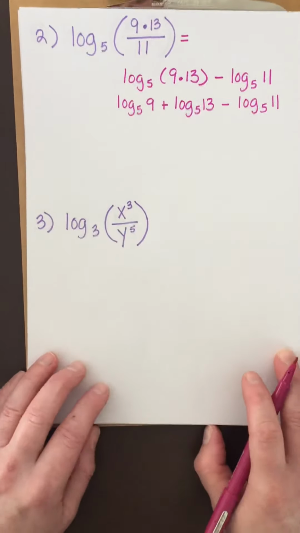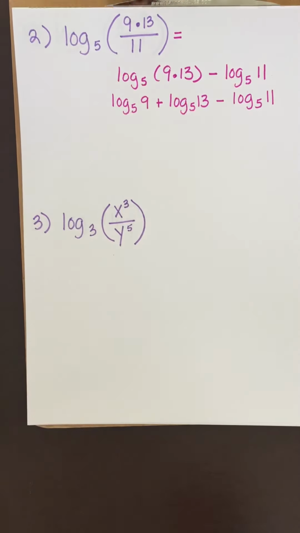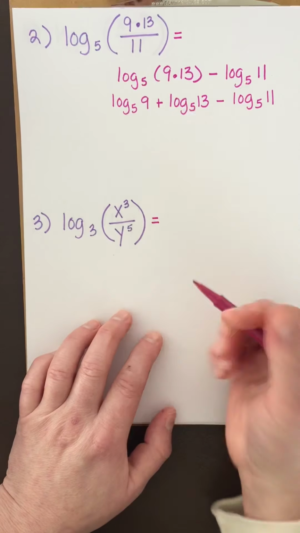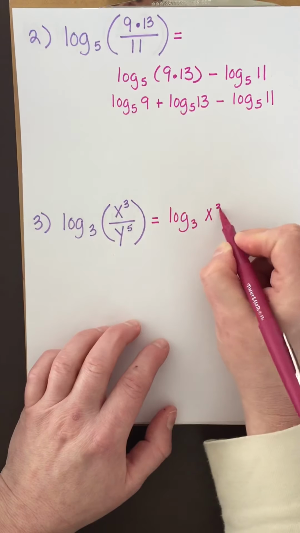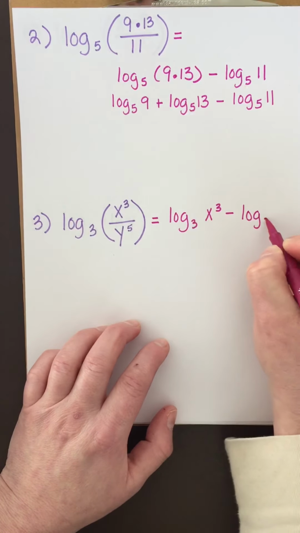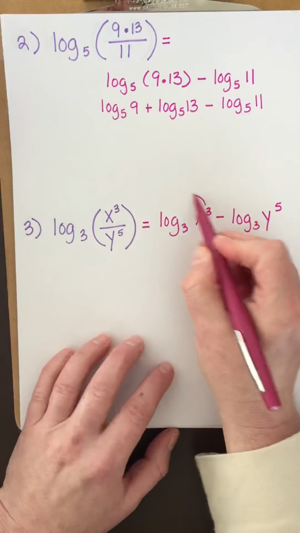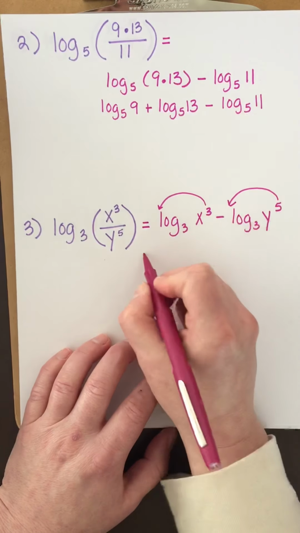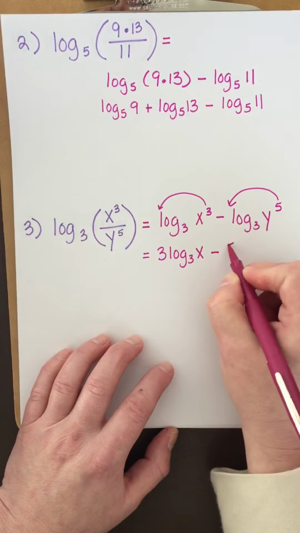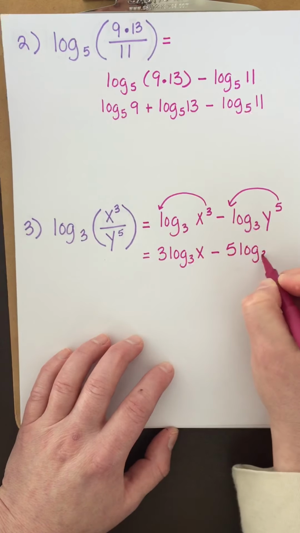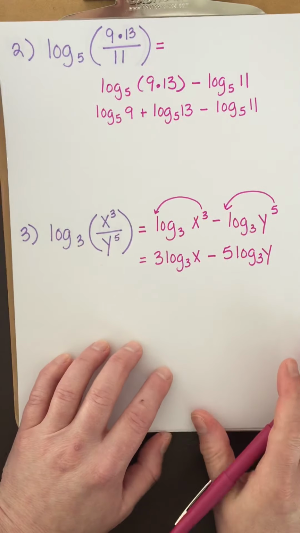Let's look at another one. We have the log base 3 of x cubed divided by y to the 5th. So again, I'm going to start with using the quotient rule. So this would be the log base 3 of the numerator minus the log base 3 of the denominator. All right, both of these have a power, so I'm going to use the power rule and move them out front. So that would be 3 times the log base 3 of x minus 5 times the log base 3 of y. All right, and I can't simplify that anymore, so I'm finished.